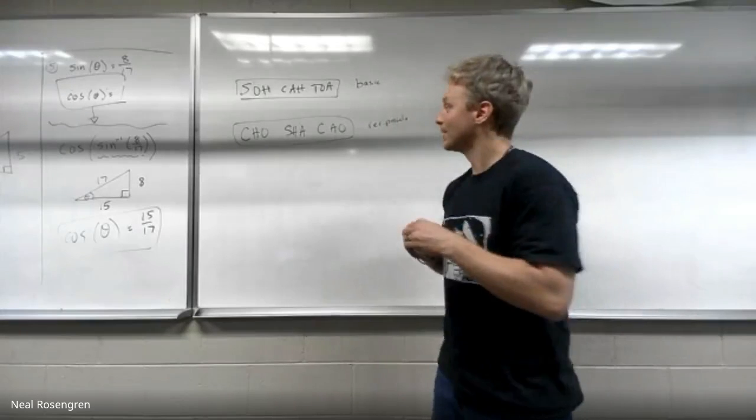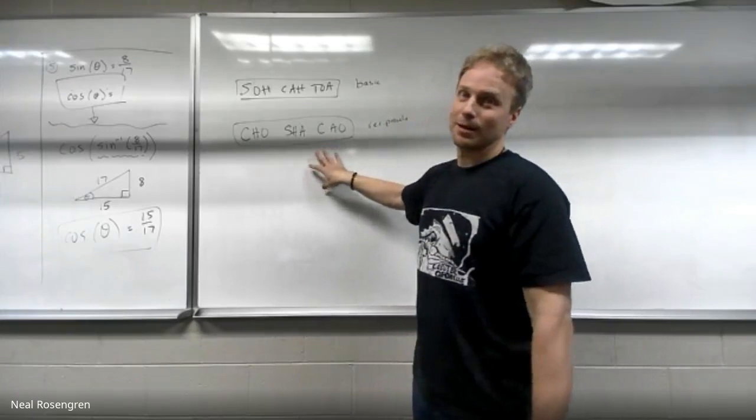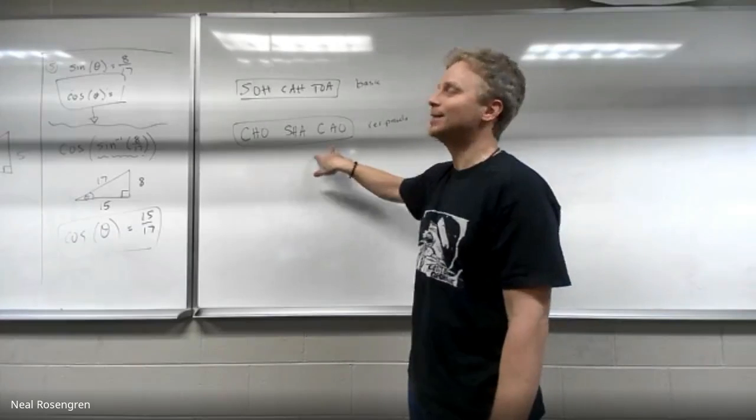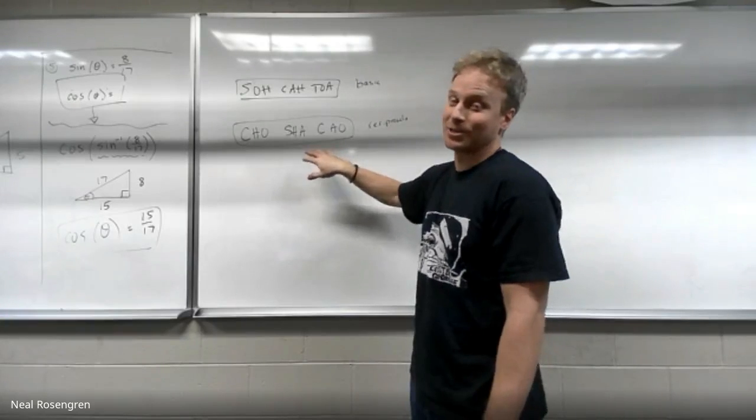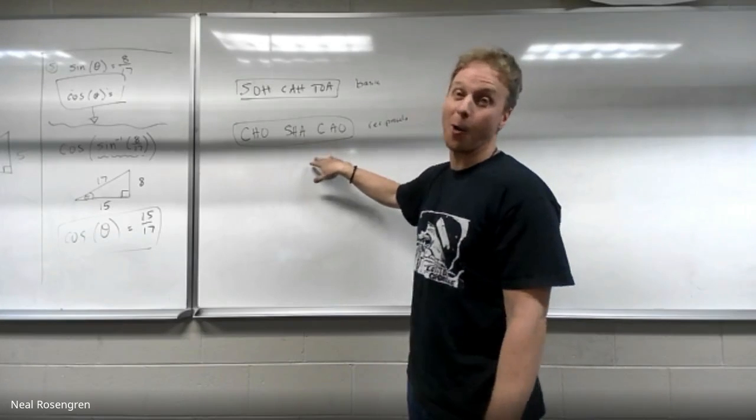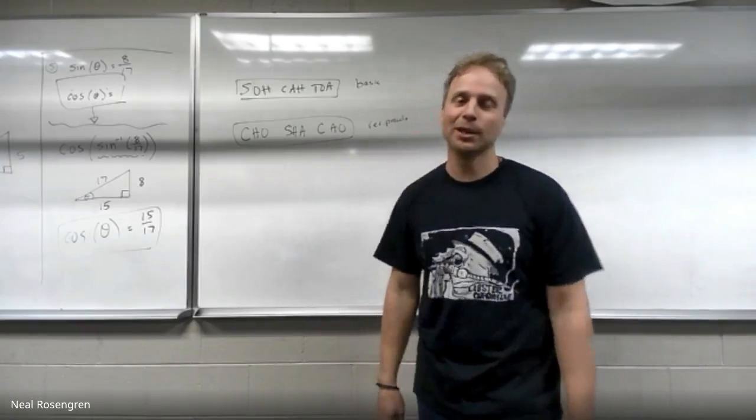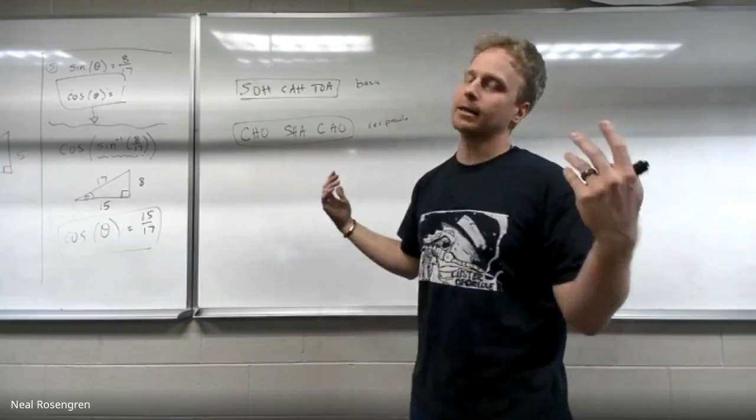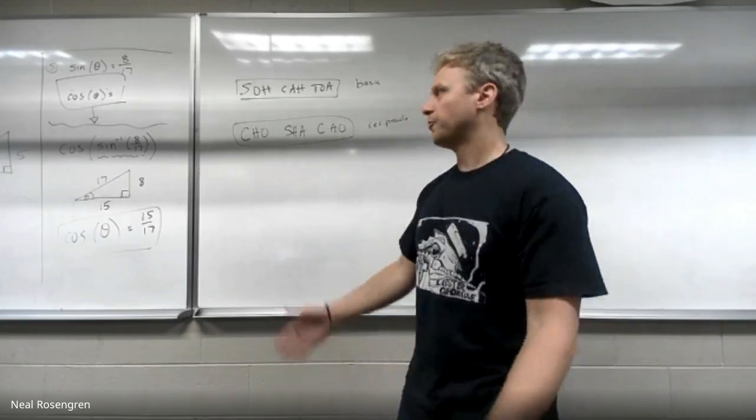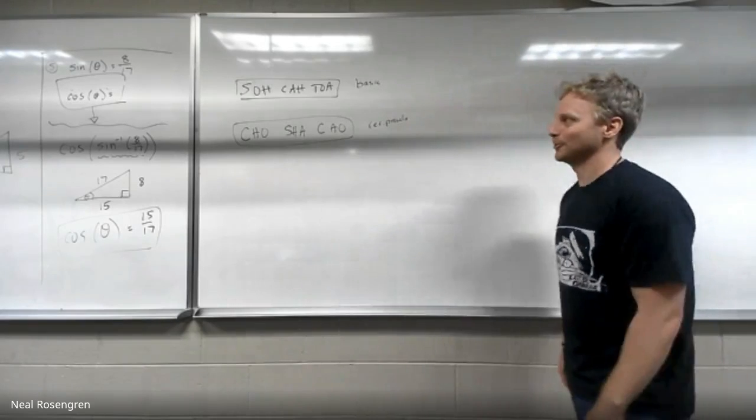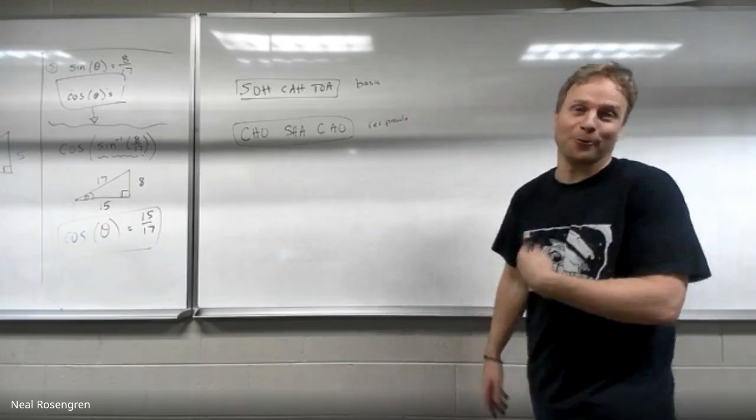SOHCAHTOA, CHOSHACOW, which is just way too much fun to say. I just cannot get enough. CHOSHACOW is how I would say that out loud, and we can use those as well. So if you had the inverse secant of 5/4 or whatever, you can figure out a triangle from there by doing CHOSHACOW, which is crazy.